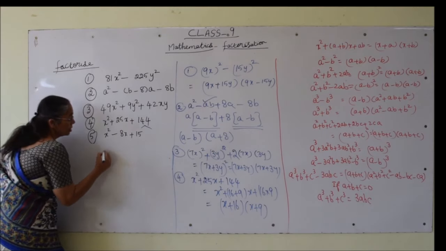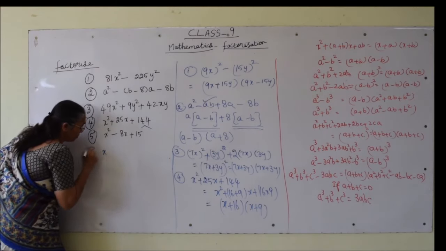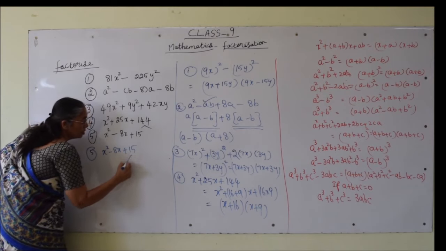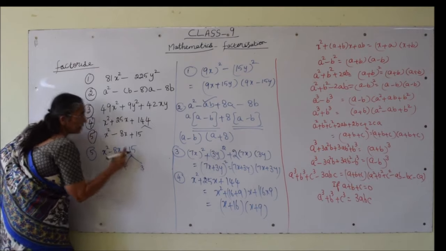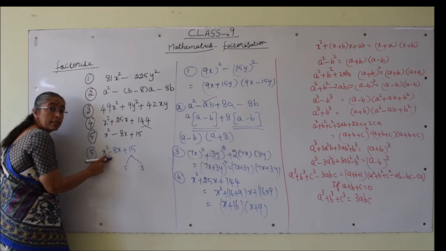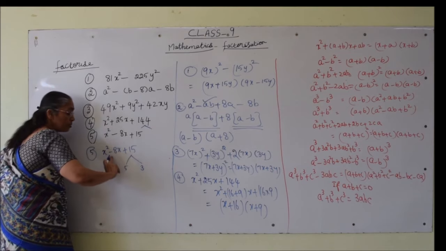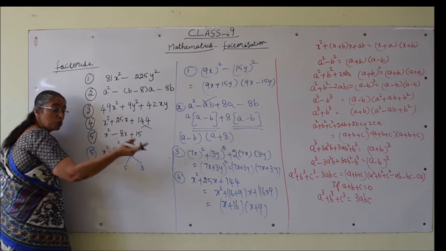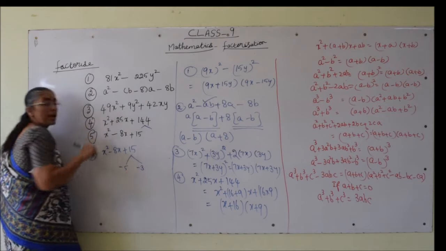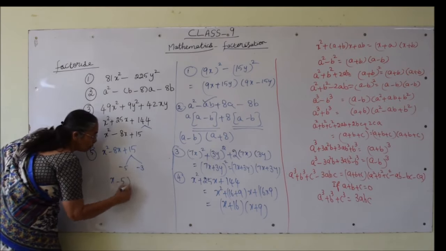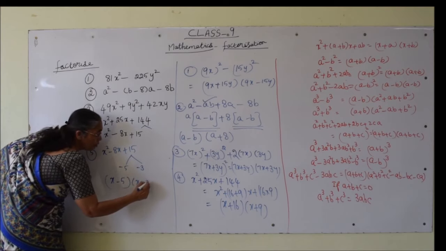Coming to the fifth problem: x square minus 8x plus 15. 5 3s are 15, so it is simple here. This is positive, but the middle term is negative. To get the product positive and the middle term negative, both the terms should be negative. So minus 5 minus 3 will get minus 8. The factorization form is x minus 5 of x minus 3.